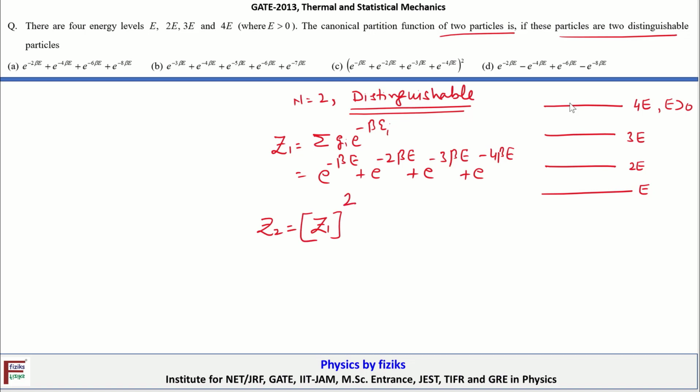Therefore this is nothing but the whole square of exponential minus beta e plus exponential minus 2 beta e plus exponential minus 3 beta e plus exponential minus 4 beta e. So that's the partition function. Therefore option C is the correct one here.